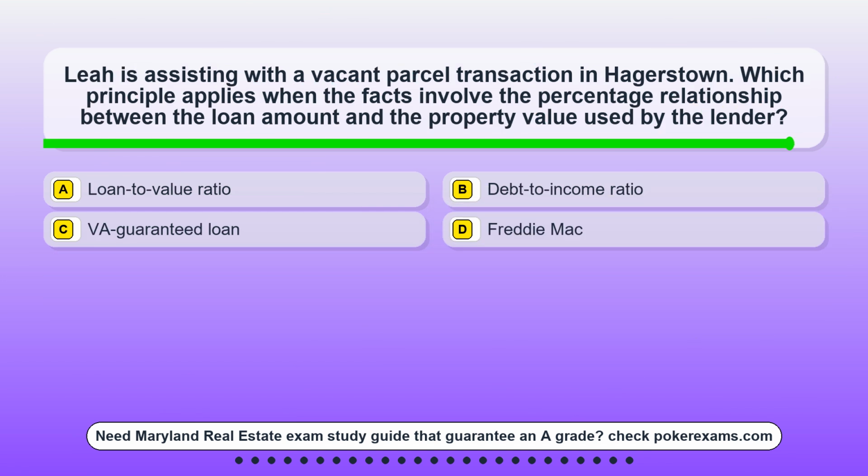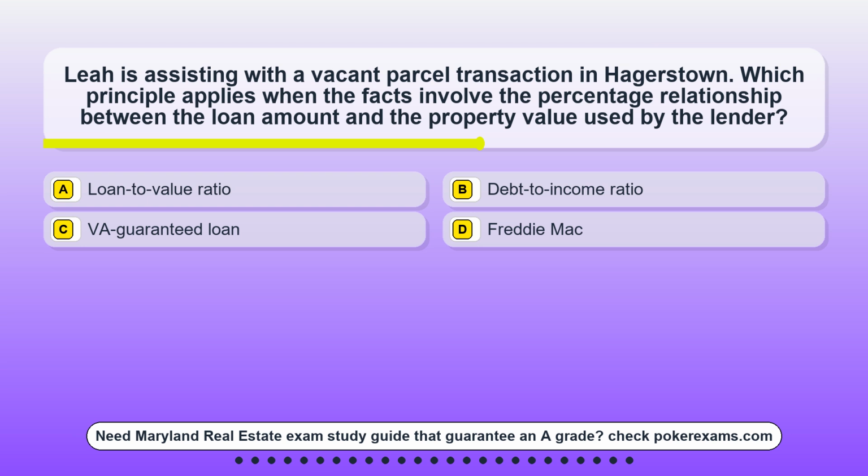Question 25. Leah is assisting with a vacant parcel transaction in Hagerstown. Which principle applies when the facts involve the percentage relationship between the loan amount and the property value used by the lender? Option A, loan-to-value ratio. Option B, debt-to-income ratio. Option C, VA-guaranteed loan. Option D, Freddie Mac.